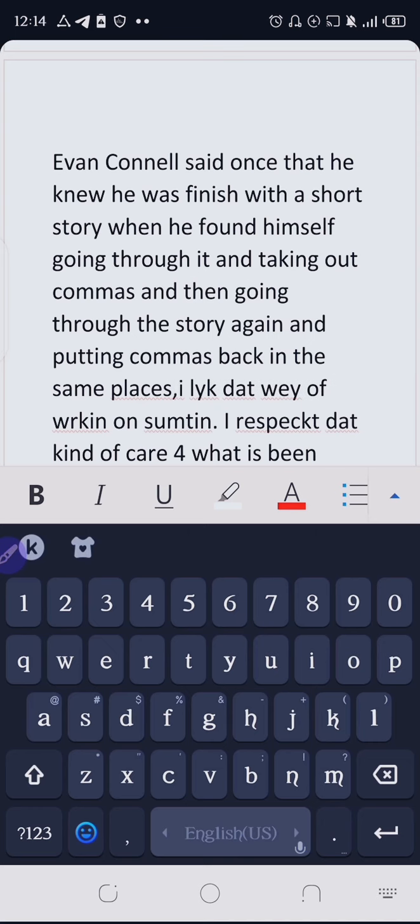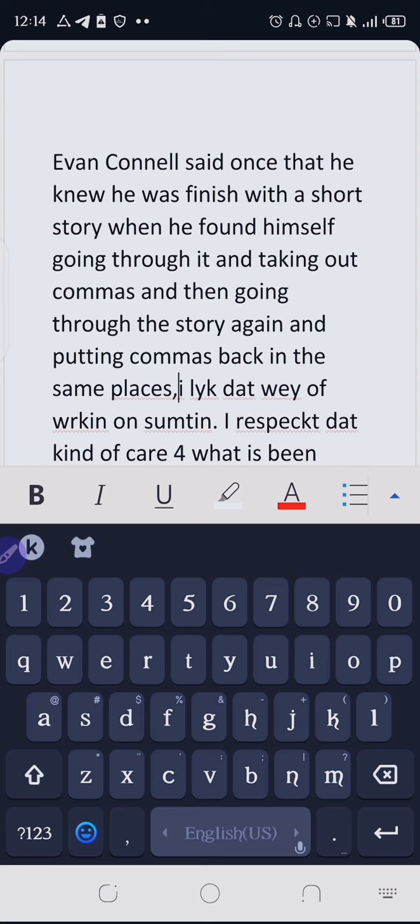So we have comma. But notice, Evan Connell said once that he knew it was finished with a short story when he found himself going through it and taking out commas and then going through the story again and putting commas back in the same places. That's a long sentence. There's no comma in between. Well, no problem. But if we keep reading, I like that way of working on something. Now, it's very unnatural for us to read. I like that. No, it's totally unnatural.